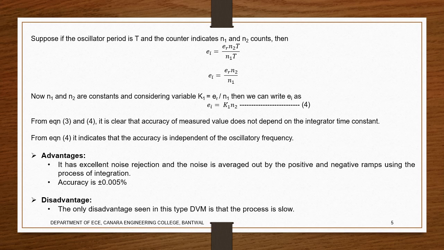After looking at this process, what advantages can we see? It has excellent noise rejection, and it is averaged by the positive and negative ramps using the process of integration. We are avoiding the ramps, only the charge and discharge factors will be there. Capacitor charging is of course with respect to the pure voltage. And the accuracy is plus or minus 0.0005%, so very high.